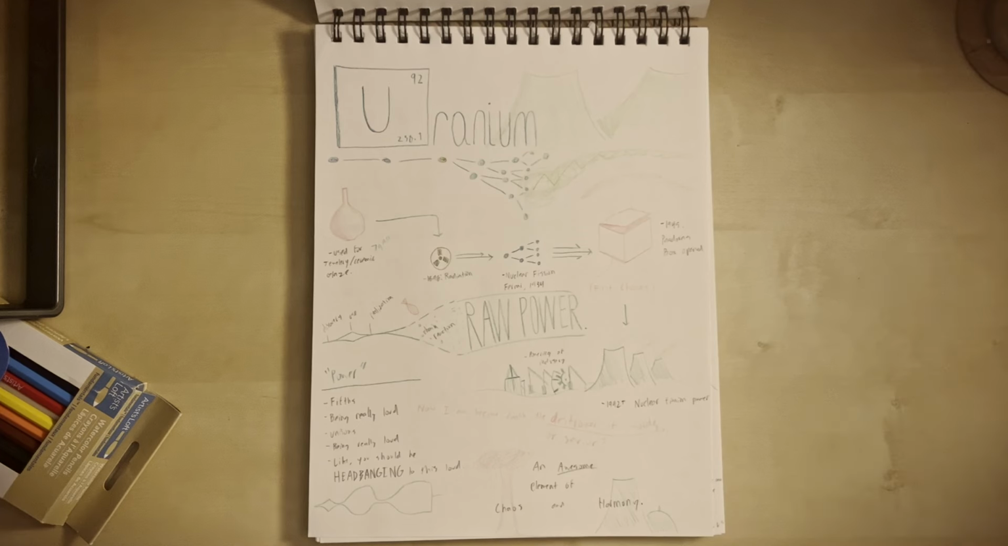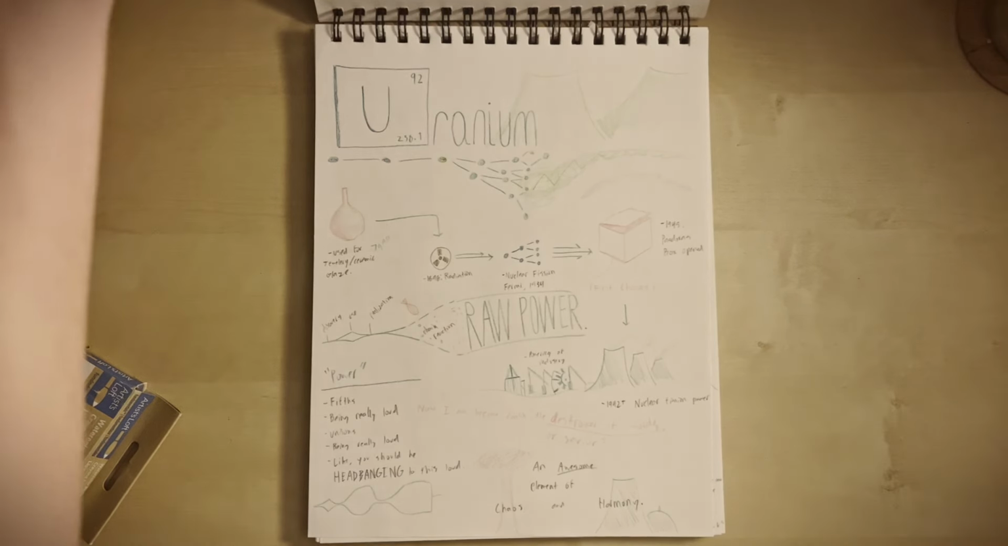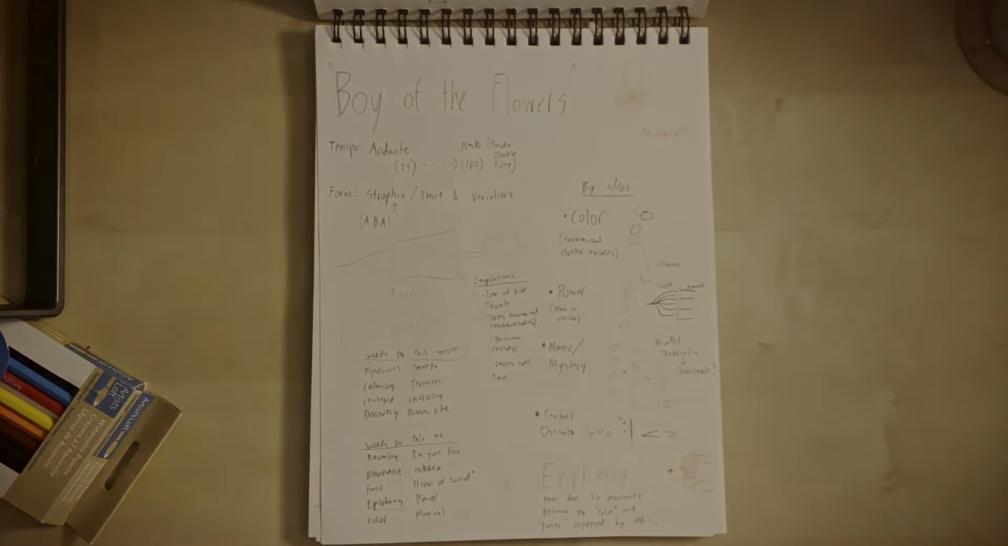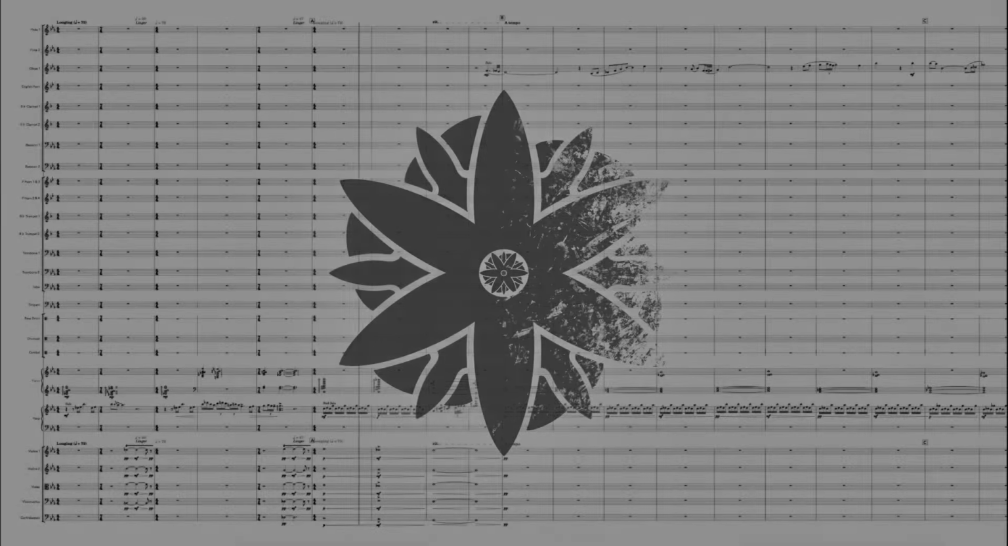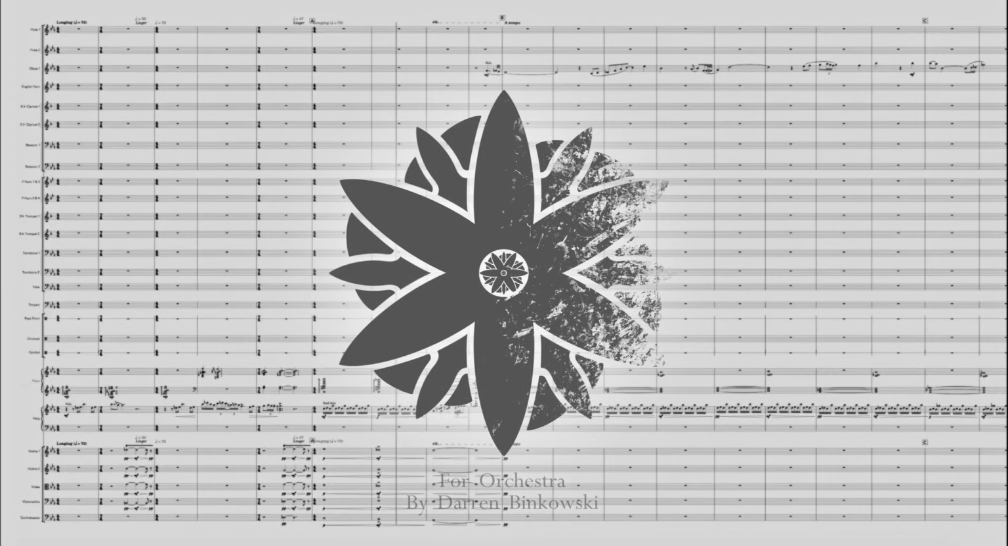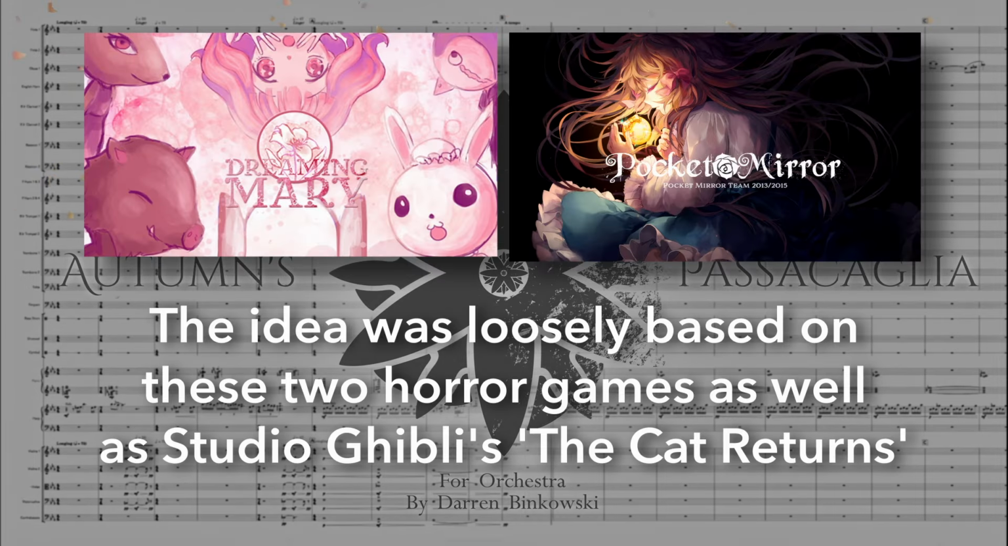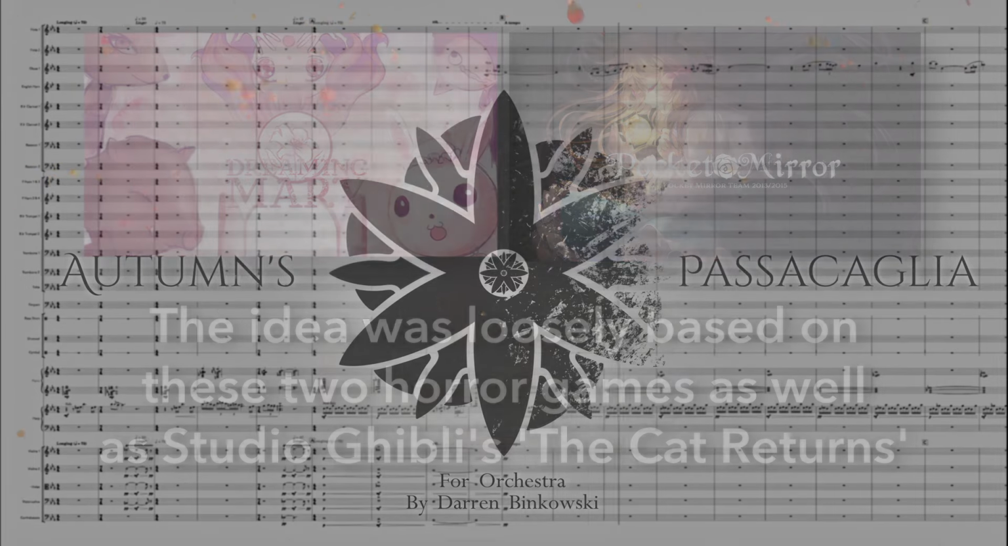To give an example of what I mean by all of that, I'm going to go over my creative process in writing Autumn's Passacaglia, a piece for orchestra. The idea behind this particular piece was that of a boy traveling to a dream world and coming face to face with the deepest parts of his mind.